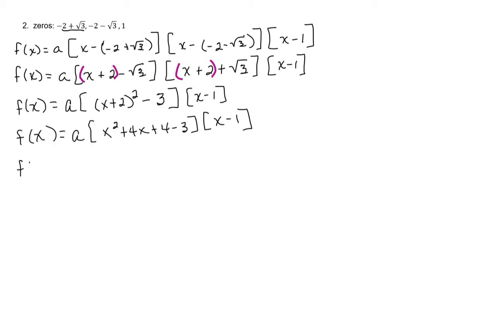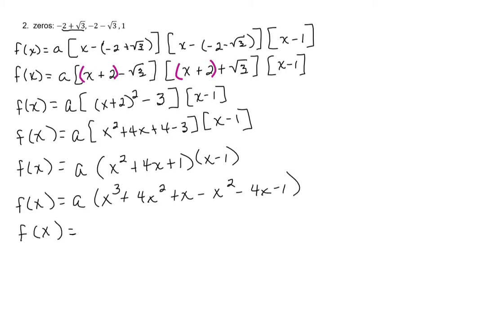Okay, now what I need to do is to simplify what's inside this first set of brackets, and I'm going to change from brackets to parentheses now. x squared plus 4x plus 1 in the first set of parentheses. And then I'm going to distribute. I'm going to multiply everything in this first set of parentheses by x, and then multiply it all by negative 1. Now I just need to clean this up by combining my like terms. And there we have our answer.